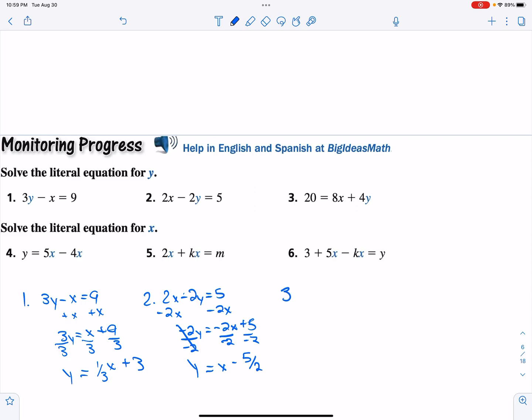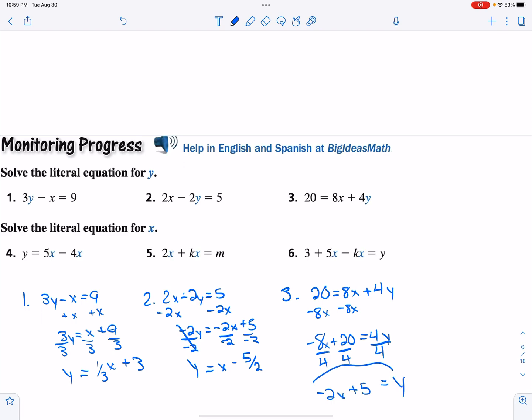Okay, number 3, again, we're isolating the y variable. So the first step is to subtract the 8x to the other side. Again, those are not like terms, so I have negative 8x plus 20 is equal to 4y. And now I divide each term by 4. And I get negative 2x plus 5 is equal to y. And again, if you want to write that over here, that's fine too.